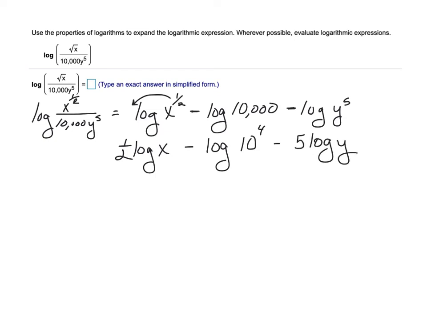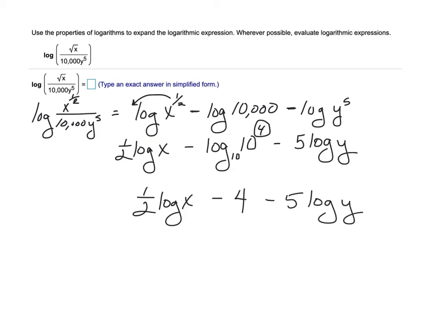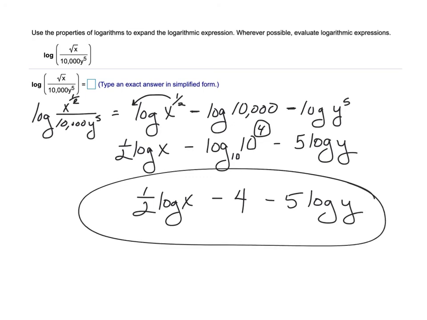So the one last thing you could do is in the middle, log base 10. Remember, log with no base written means that's an understood 10. So once again, our shortcut method, when you have the same bases, that simplifies to just the number 4. So our final answer here would be this, minus, that simplifies to 4, minus 5 log of y. This is my final answer.